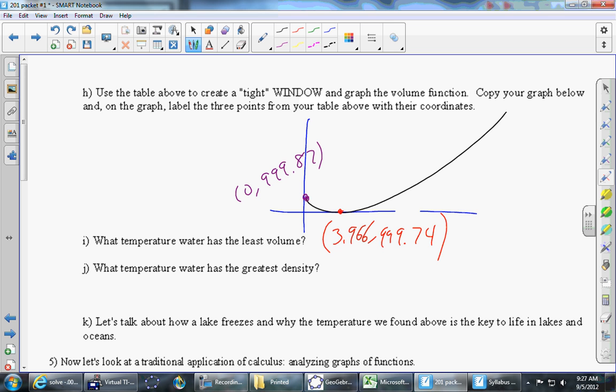Okay, so we've got that point. And then one more point at the top right. What was the temperature there? That was the 30 degrees. And the volume was 1003.8.